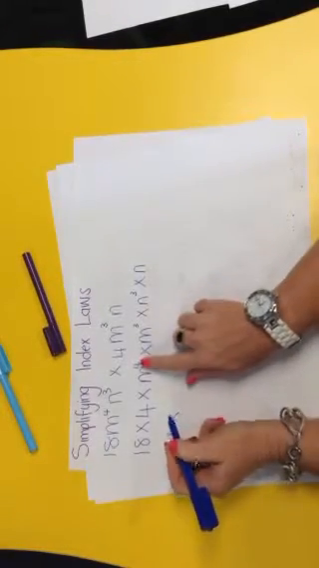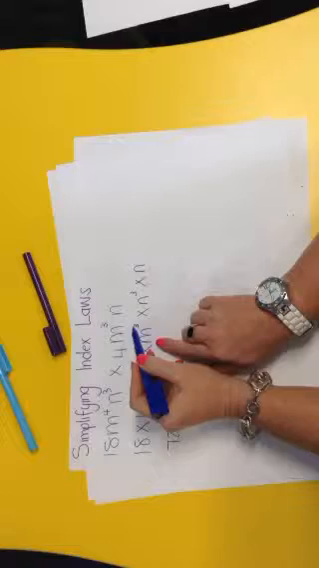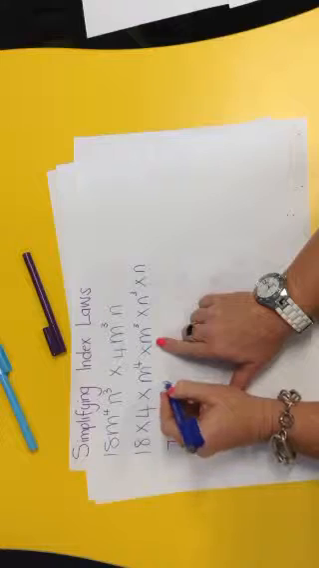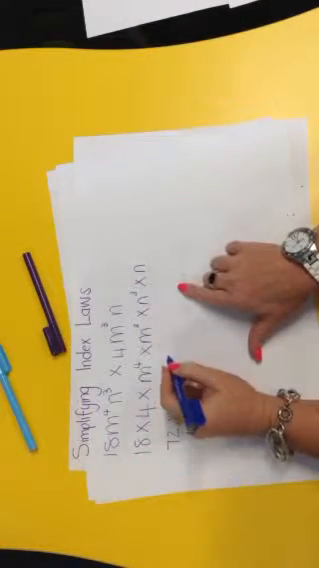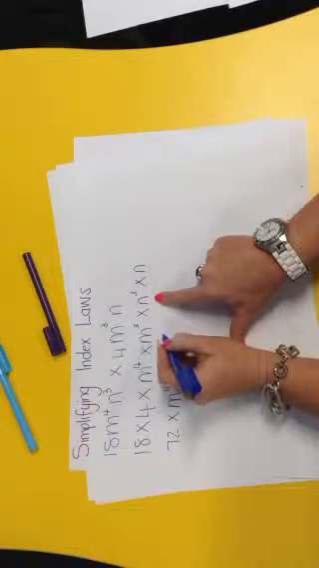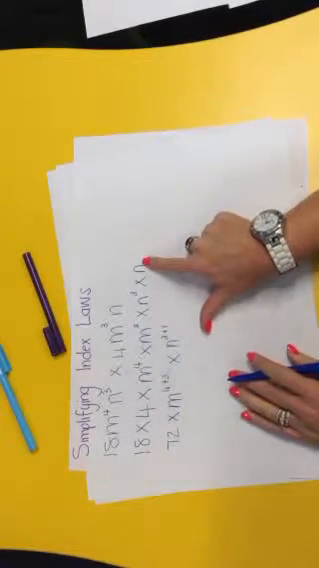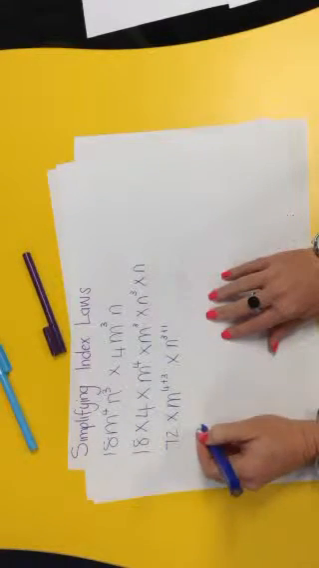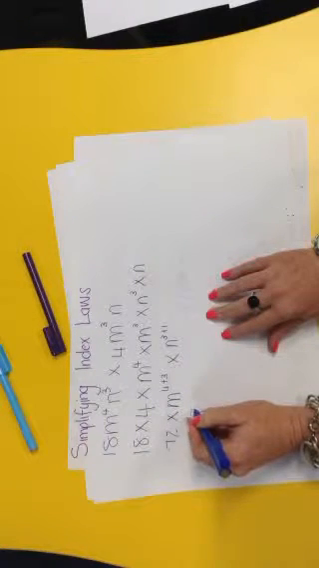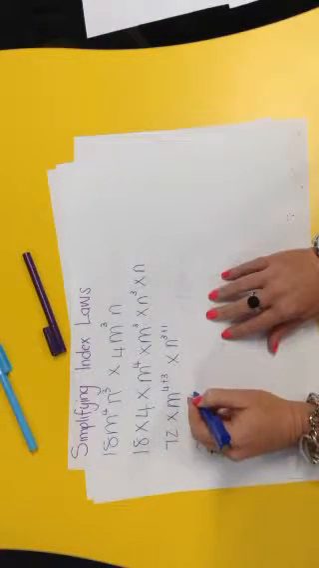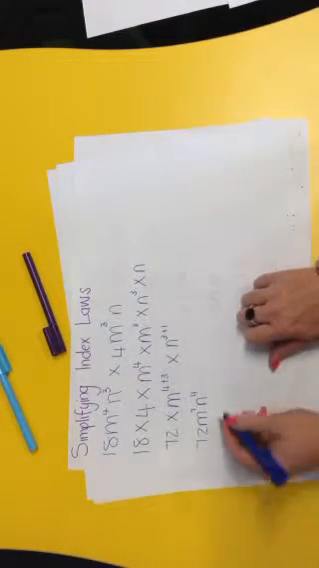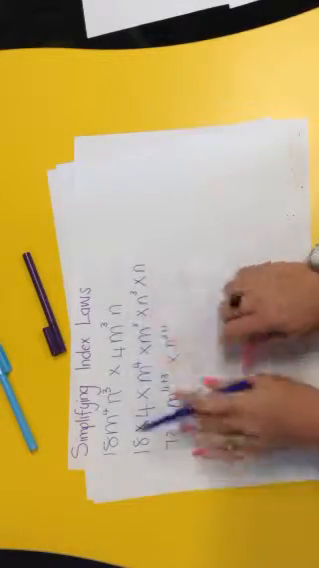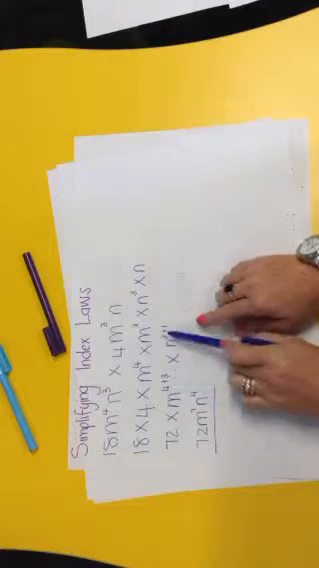When you are timesing your m's, you add your indices. So you would go m, 4 plus 3, okay, times n, 3 plus, how many are there? 1. Okay? So on your next line, you're going to go 72 times m would give you m, 4 plus 3 is 7, n to the power of 4. See how I added those together? And that would be my final answer. Okay? So separate them all out, get them all together, add your indices.